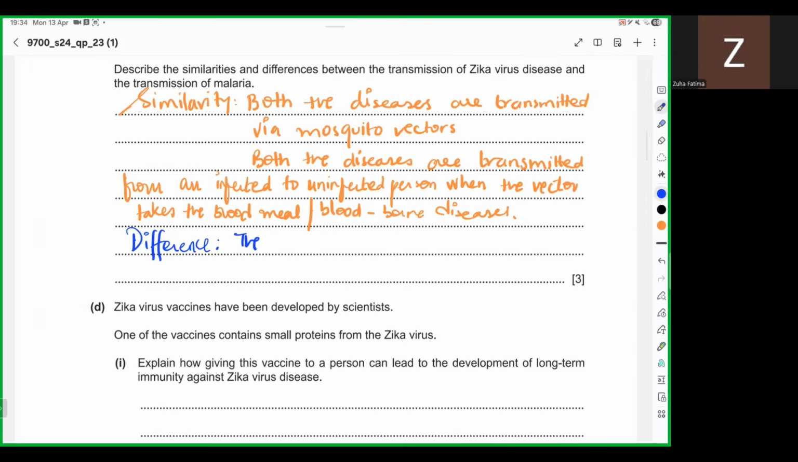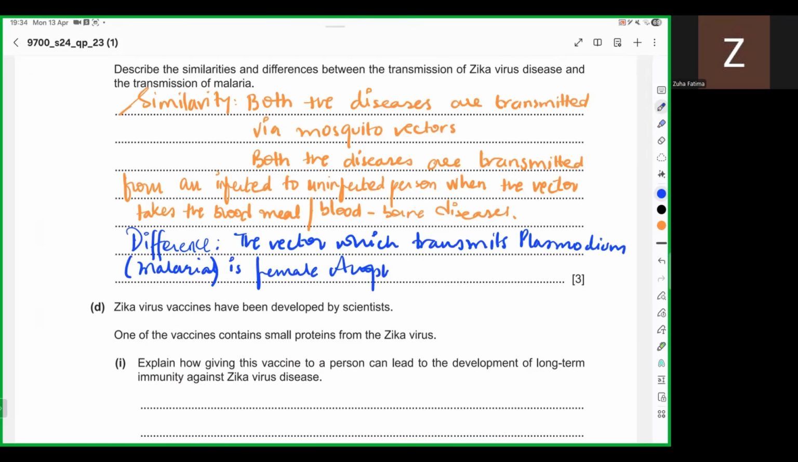The vector which transmits Plasmodium is the female Anopheles mosquito, which is different from Aedes aegypti, which transmits Zika virus.